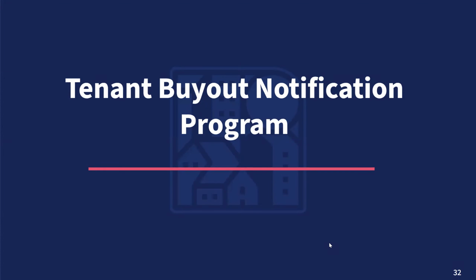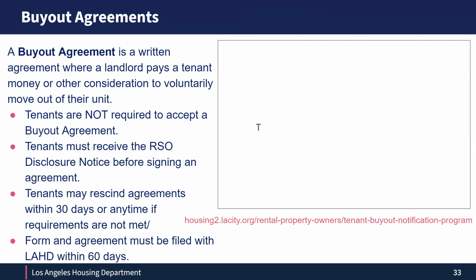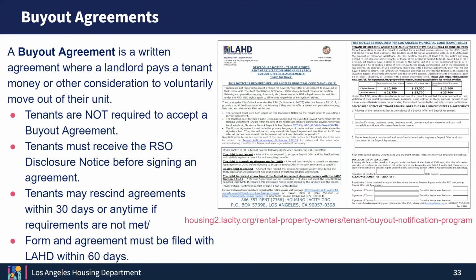Next topic is the tenant buyout notification program. A tenant buyout is a written agreement where the landlord pays the tenant money or some other benefit for the tenant to voluntarily move out of the unit. It's important to note that tenants are not required to accept this offer. They can negotiate the offer, the amount, and the amount of time. It really is a private agreement that both parties can decide how much money will be paid and how much time will be given to the tenant to move out.